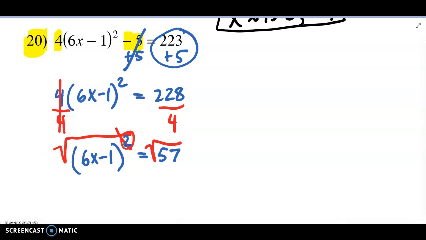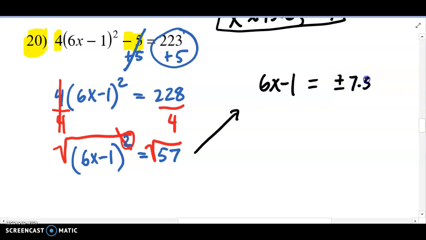So now that gives me, let's go up here where I have more space, 6x minus 1 equals, okay, the square root of 57, that's not a perfect square, punch it in your calculator. So we get 7.5, so I'm going to say plus or minus 7.5. Okay, and then a couple more things. I need to add 1 to both sides, plus 1. Let's rewrite it because we're not done. Now I have 6x equals plus or minus 7.5.